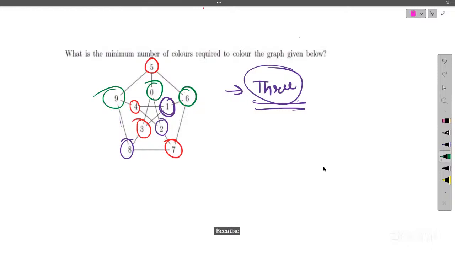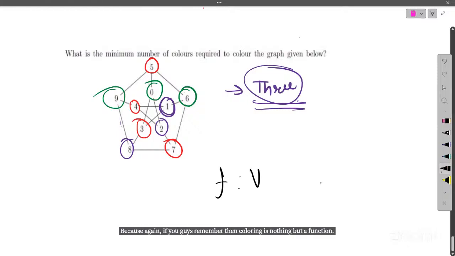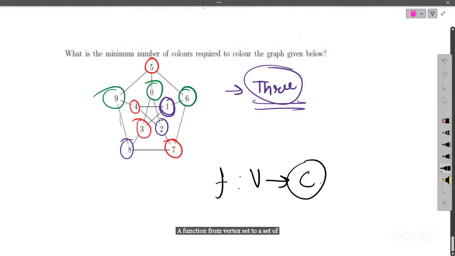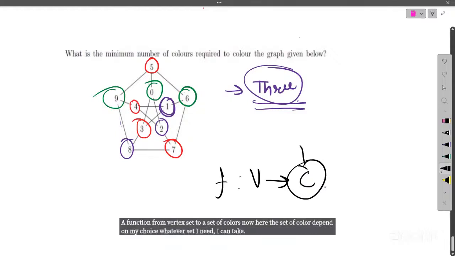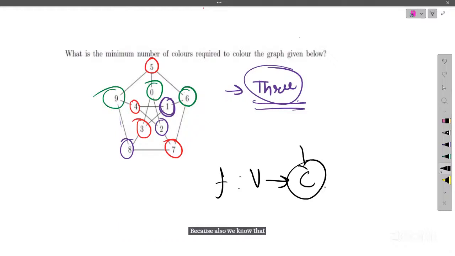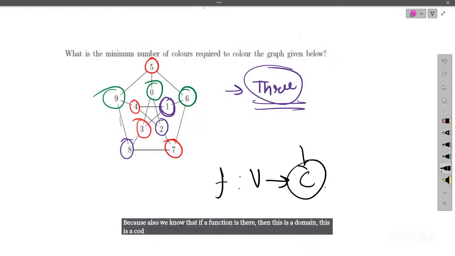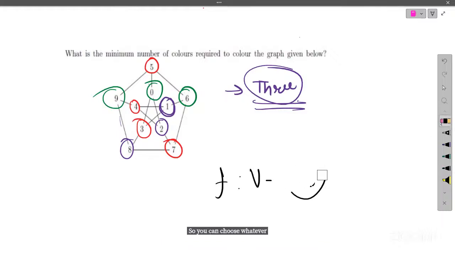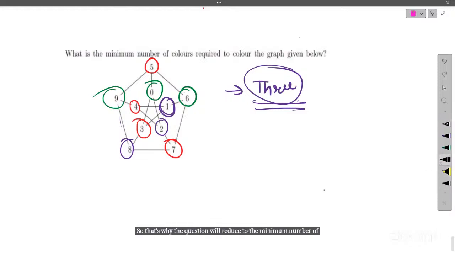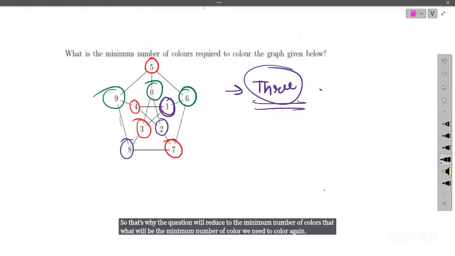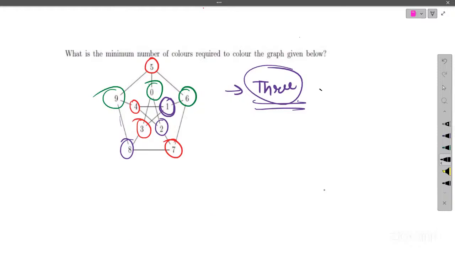Because again, if you guys remember, coloring is nothing but a function, right? A function from vertex set to a set of colors. Now here the set of colors depends on my choice. Whatever set I need, I can take. Because we know that if a function is there, then this is a domain, this is a codomain. So for codomain, there is no restriction. You can choose whatever set you want. So that's why the question reduces to the minimum number of colors we need to color them. Okay. Fine. Okay, ma'am. Thank you.